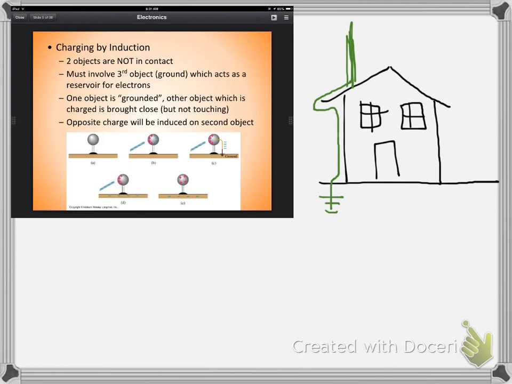It doesn't literally have to be the ground, but it's got to be something that's substantial enough, that's got enough atoms that it can serve as what we call an infinite reservoir of electrons. Obviously, the frame of a car is not an infinite reservoir, but in the scope of the number of electrons that are moving, it's pretty big.